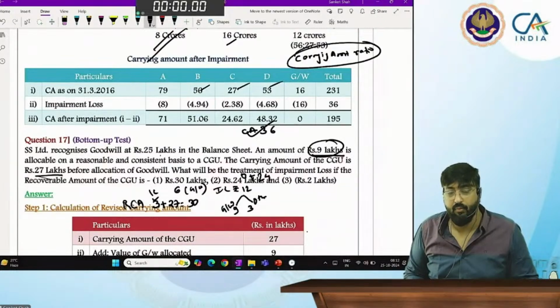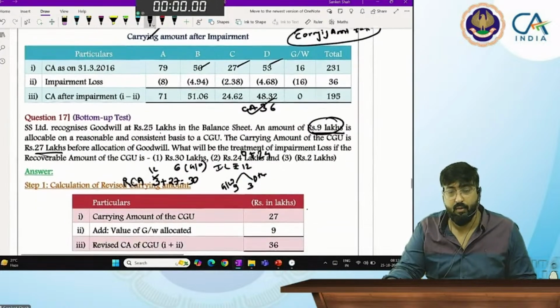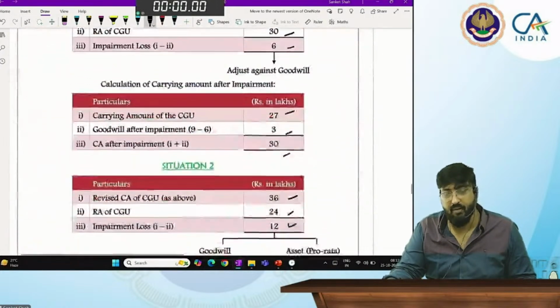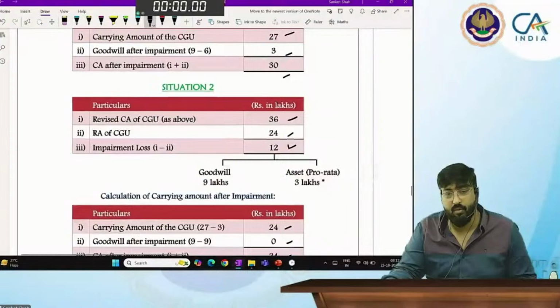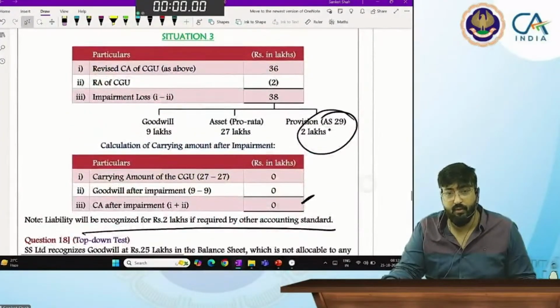Hi, sir. One more time. That 12 lakhs impairment, 2 lakhs impairment, in 12 lakhs, sir. In scenario 2, the carrying amount should reduce, right, sir? Carrying amount is maximum 36. In situation 2, sir, maximum 36. But the impairment loss, sir.